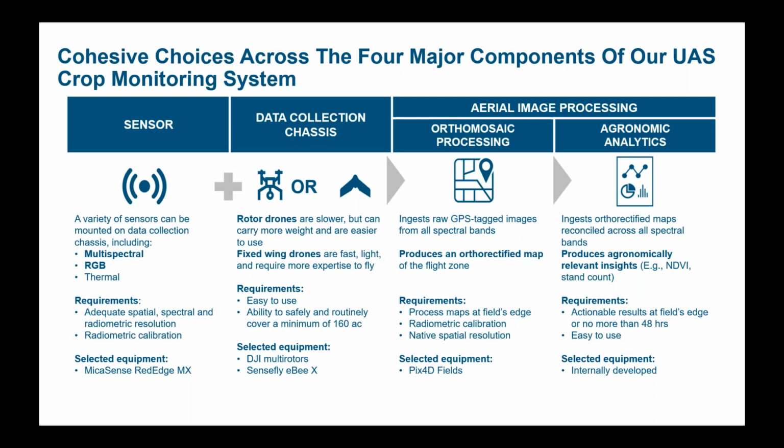And basically, we have looked at VTOLs, we've looked at rotor wings, and we've looked at fixed wing drones with the basic requirements of it needs to be really easy to use. I don't need something complex. I want something easy enough to where I can train up one of my guys or gals in an afternoon and have them go and collect really good data. And then also I want the ability to safely and routinely cover a minimum of 160 acres. As long as we can cover that, we can keep up with the demands and the speeds that we need to go. And so for that, we partnered with DJI multi-rotors and also with senseFly, running the eBee X's.